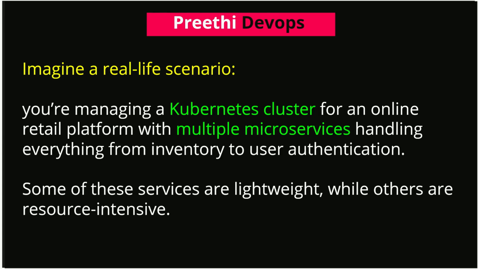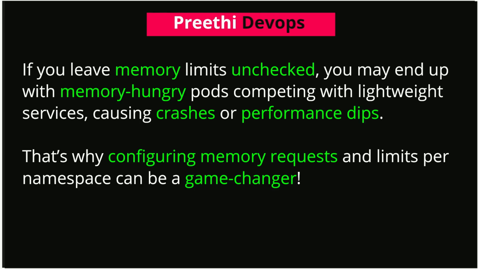Imagine a real-life scenario. You're managing a Kubernetes cluster for an online retail platform with multiple microservices handling everything from inventory to user authentication. Some of these services are lightweight, while others are resource-intensive. If you leave memory limits unchecked, you may end up with memory-hungry pods competing with lightweight services, causing crashes or performance dips. That's why configuring memory requests and limits per namespace can be a game-changer.